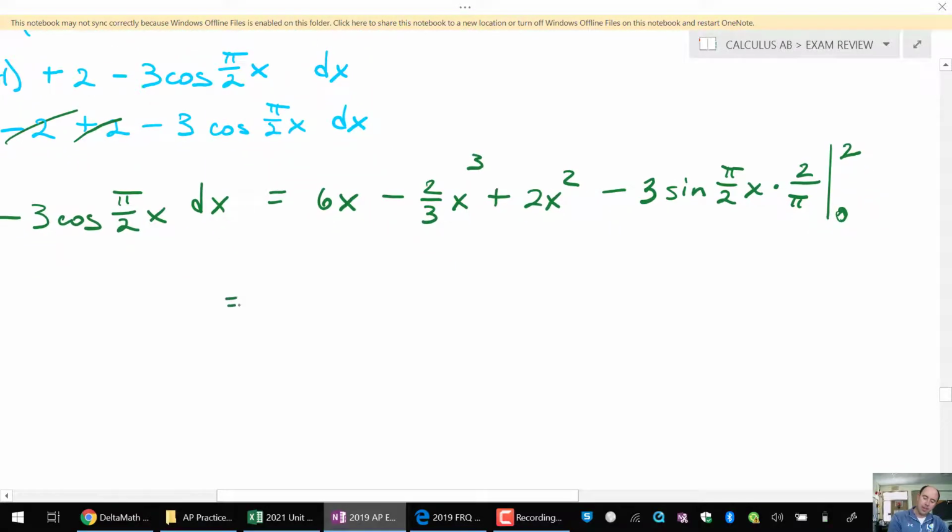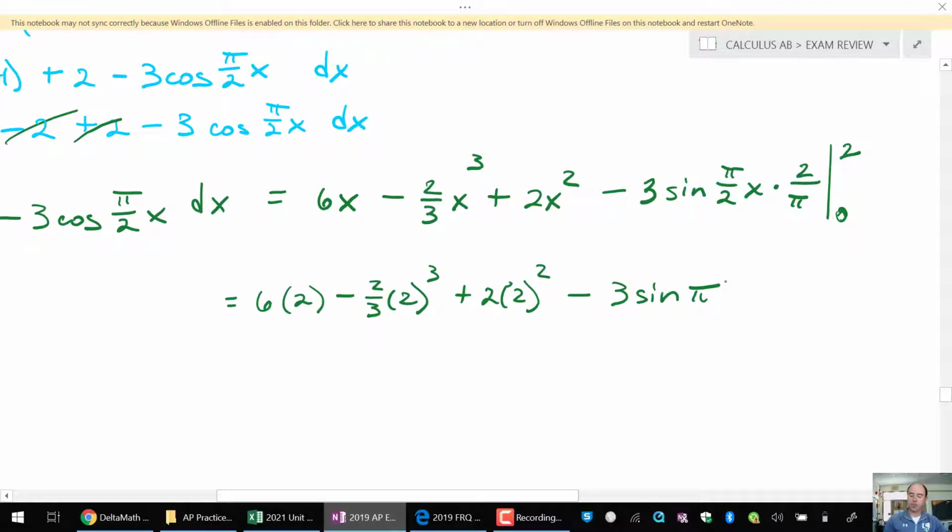Plugging in the upper bound, 6 times 2 minus 2/3 of 2 cubed plus 2 times 2 squared minus 3 sine of pi over 2 times 2, which is sine of pi, which is just going to go to 0. And then I have minus a bunch of zeros for that lower bound. Sine of 0 is also 0. When we're finished, the final answer ends up being exactly 44/3.